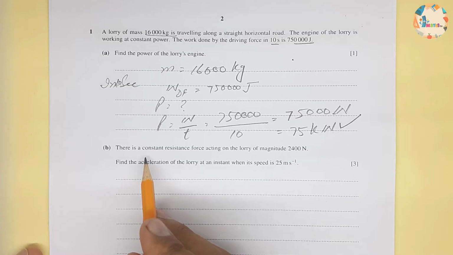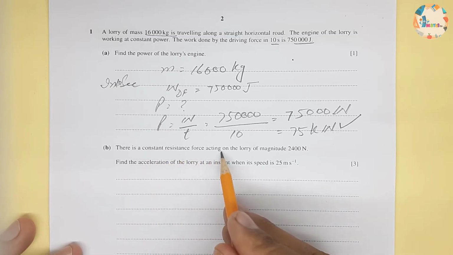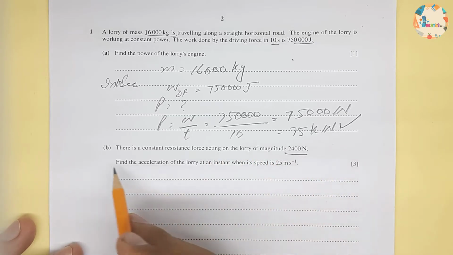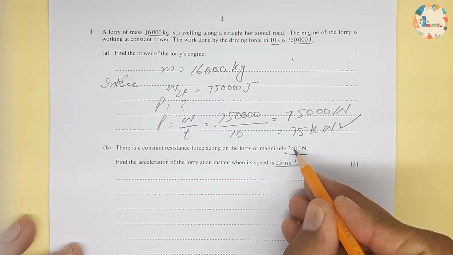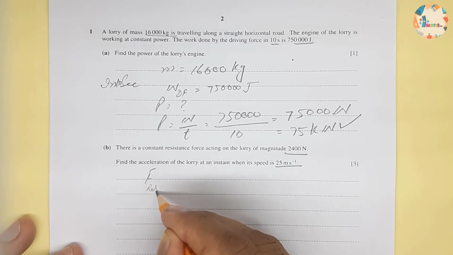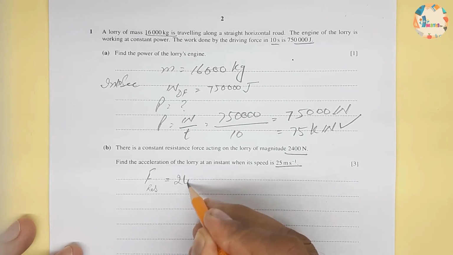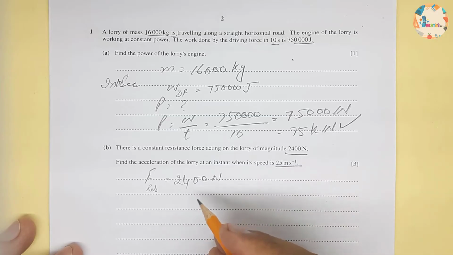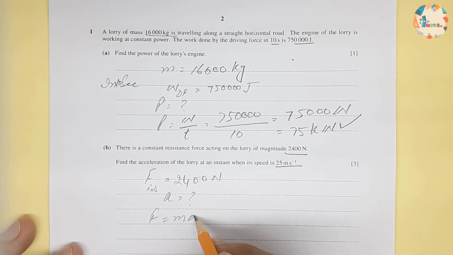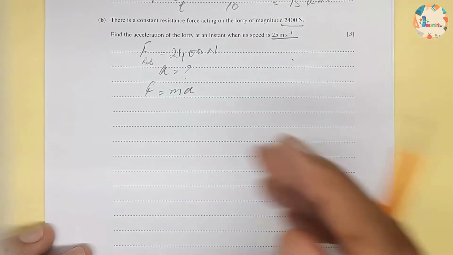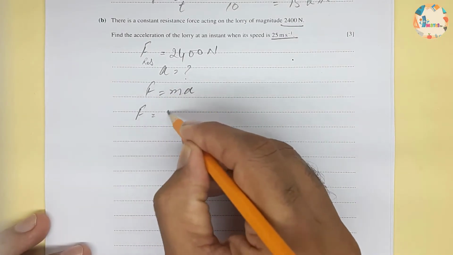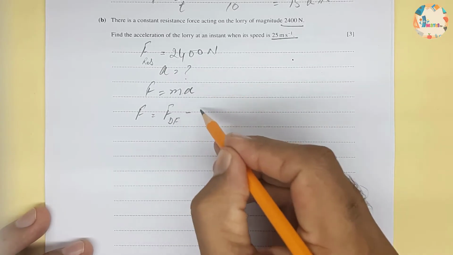B part, there is a constant resistance force acting on the lorry of magnitude this one. Find the acceleration of the lorry at an instant when its speed is 25 meters per second. So force of resistance is provided. This is the force of resistance. So we can write force of resistance is equal to 2400 newtons, and acceleration basically we have to find, and we know by Newton's second law F is equal to ma, and basically F is what? I'll move the page a little above. So F is basically force is equal to driving force minus force of resistance.